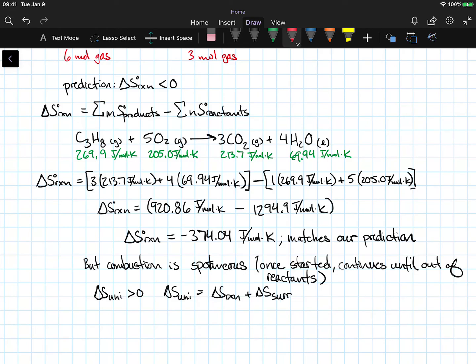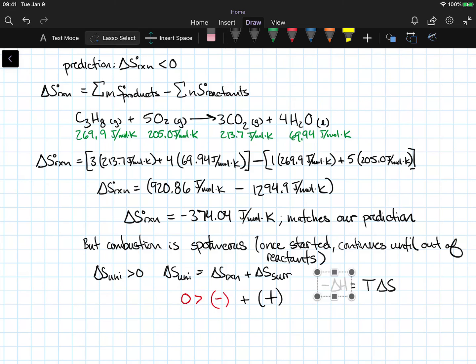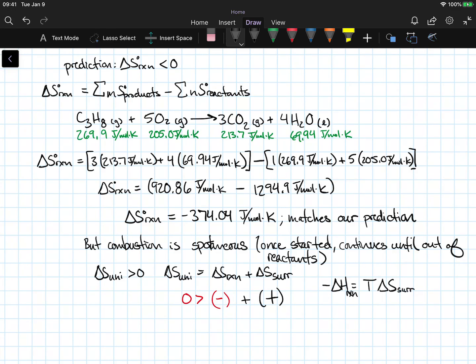So for this process to be spontaneous, and it is, this is greater than 0, but this is negative. So that means that the entropy of the surroundings has to be a much greater positive number. And if we go back and think about this, any combustion reaction has a negative enthalpy. It's exothermic, so delta H is negative. Remember, we can rewrite the equation we used earlier: delta H is just T delta S, so the entropy is related to the enthalpy. If this is an exothermic reaction, so delta H is negative, that means the surroundings are gaining some heat. So we'd say that delta H of reaction is negative, then delta S of the surroundings must be positive.